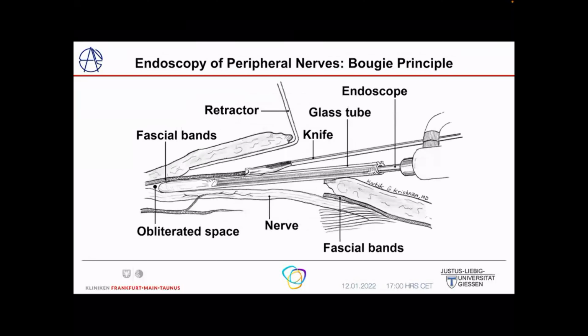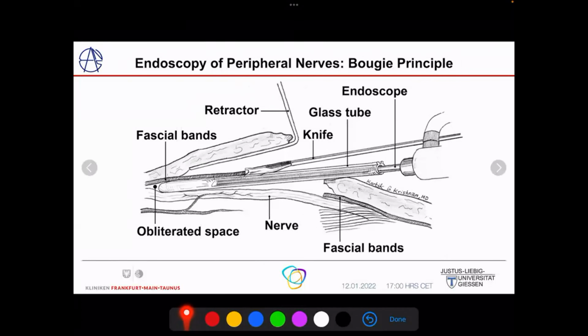This is a schematic representation of the bougie principle, where you can see a fascial band. This is the canal where the nerve is encompassed in the fascial band, and you introduce the endoscope into this canal and use a knife or any other device to cut the fascial band, which happens to be on top of the endoscope. The endoscope itself views the band, views the ligaments, but not the nerve itself.